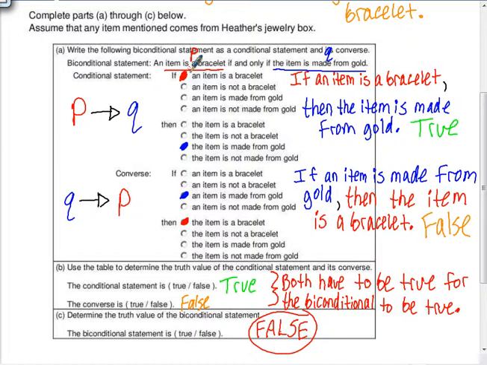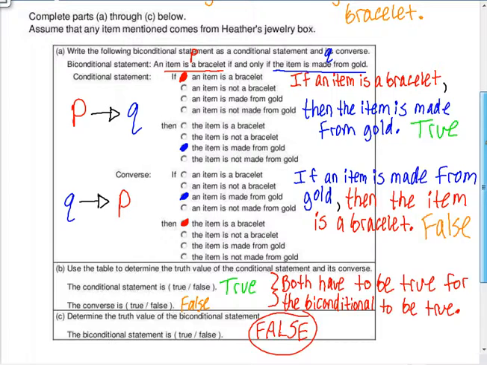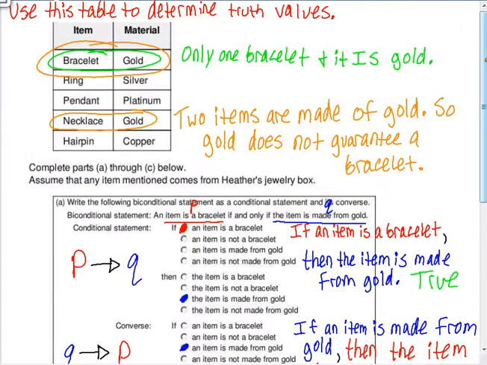Well, if you're not sure if that's true, let's go check. Let's go check the bracelets in her jewelry box. She has only one bracelet, and that one bracelet is gold. So we can safely guarantee that if you pick up a bracelet out of her jewelry box, it definitely will be made out of gold because there's only one bracelet. So being a bracelet guarantees that what you grab will be gold.